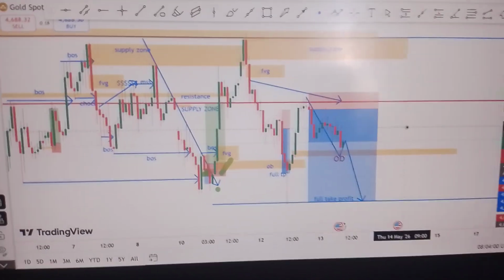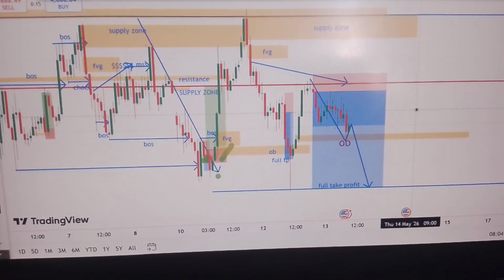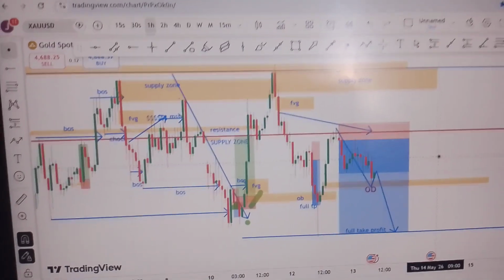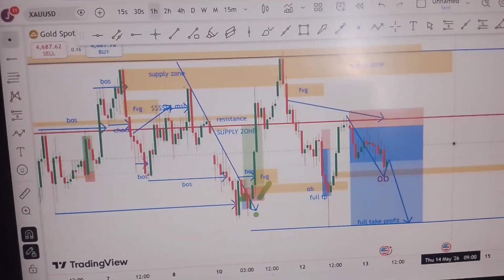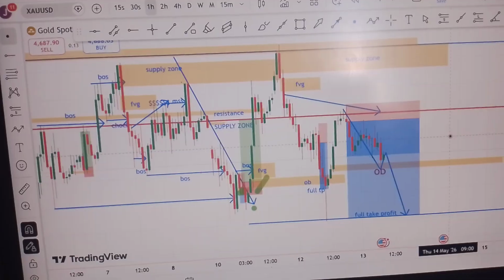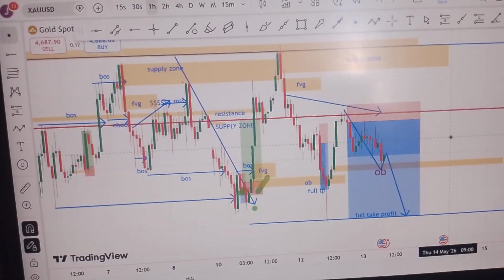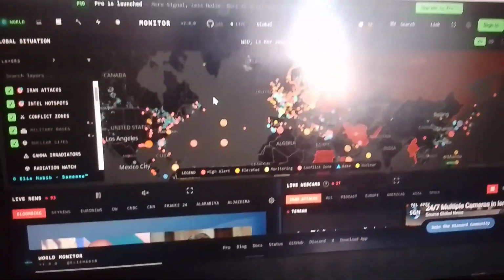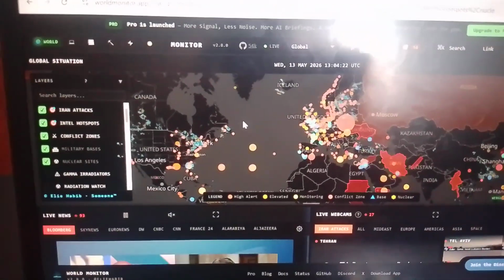One, we have the Real-Time Global Intelligence Dashboard. The Real-Time Global Intelligence Dashboard is a website whereby all global events are posted. This is it. This is the Real-Time Global Intelligence Dashboard.